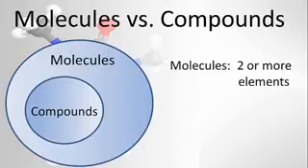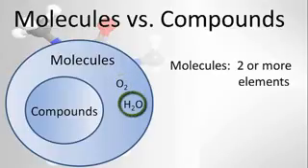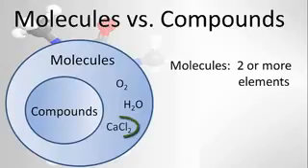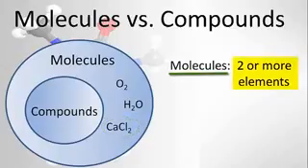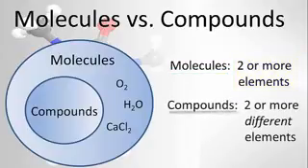We have molecules, which are two or more elements. So things like O2, where we have two oxygens chemically bonded, or H2O, where we have two hydrogens and an oxygen chemically bonded, or CaCl2. Those are molecules because there's two or more elements. For compounds, again, we have two or more elements, but this time it's two or more different elements.